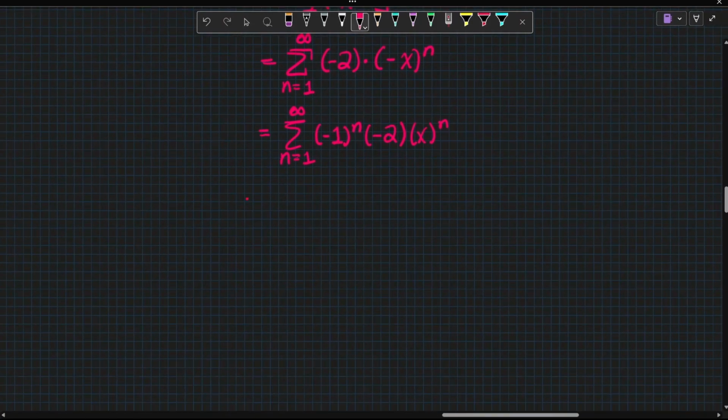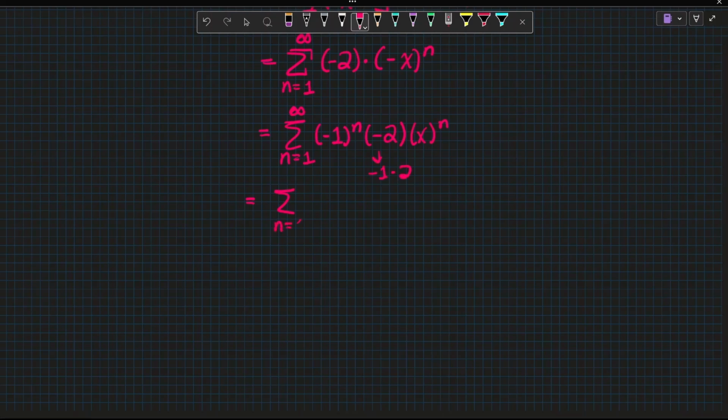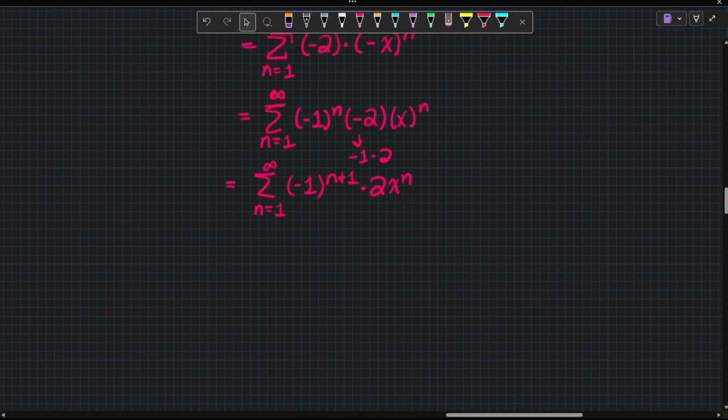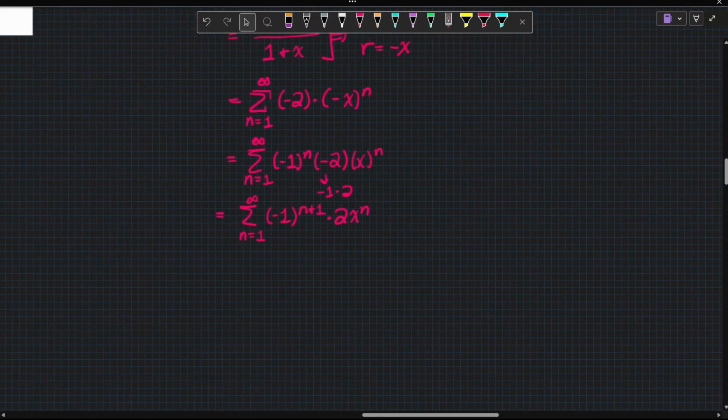Here's another thing you can do actually. Since we have negative 2 here, we can break this down to negative 1 times 2. So you get the sum from n equals 1 to infinity of negative 1 to the n plus 1, times 2, x to the n. Cool. This is the most simplified way we can show it.